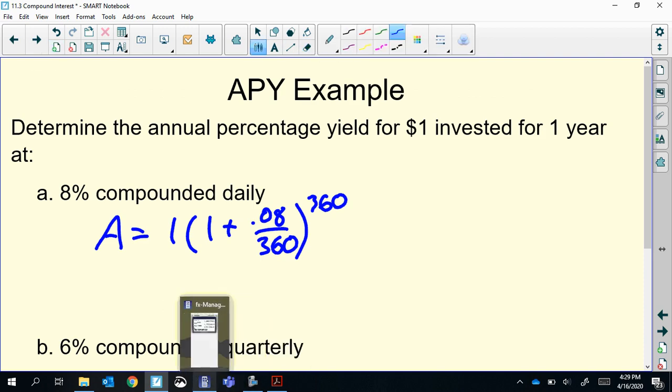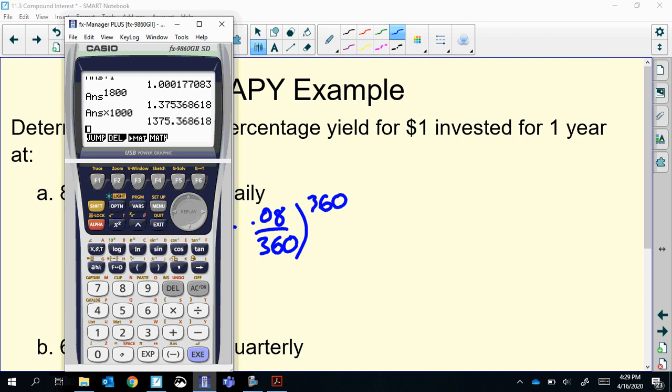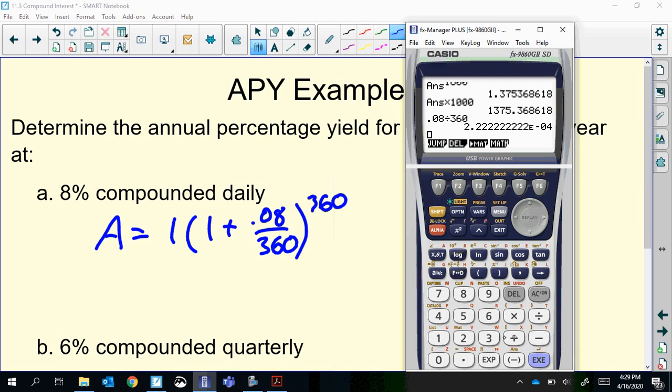All right, so now we'll multiply that out. 0.08 divided by 360 plus 1, and then to the exponent. Before we multiply, it's just a 1 we're multiplying by, so that doesn't even matter. And we get 1.08.